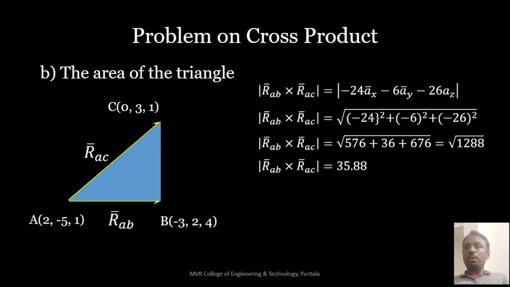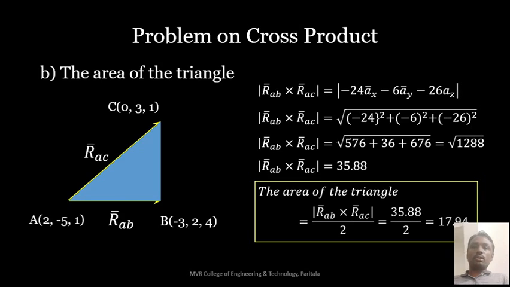Now how are we able to identify the area of the triangle? The magnitude divided by 2 will give the area of the triangle. So what is the area of the triangle that was formed by two vectors? The magnitude of those vectors' cross product divided by 2. So the area of the triangle is the magnitude 35.88 divided by 2, which will give 17.94. No need of writing units here. Why? Because they were not given any unit, so we don't know what units are available. So just leave the units.